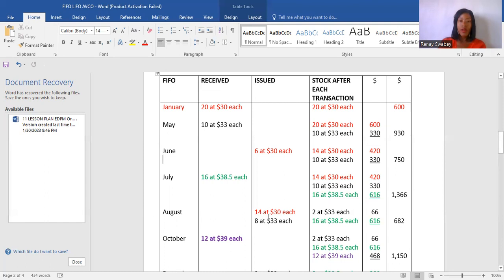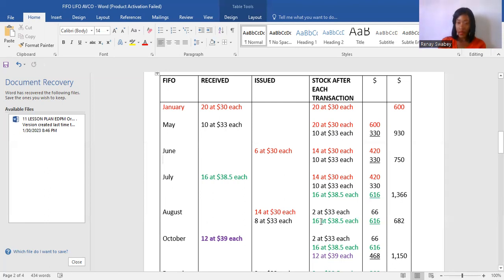And then now for our 14 at $30, we're working with our 8 that was already sold off in June. So we're going to our 8 at $33. These are the items we would have purchased in May, but that weren't sold off. Here now, in July, we purchased our 16 at $38.5 each. And Gianna is the one who sold Selena those 16 items.